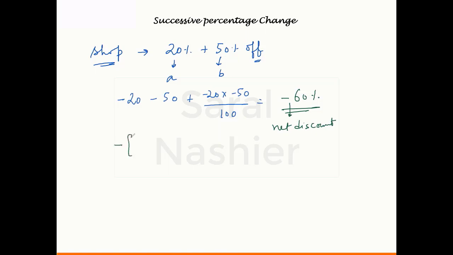And if I take the minus sign common here, you can also write this as 20 plus 50 minus 20 into 50 divided by 100. So this minus sign shows a discount, and the remaining value is the value of the discount. So in case of net discount, you can always use the formula A plus B minus AB divided by 100. The way it was A plus B plus AB by 100, in case of discounts it will be A plus B minus AB divided by 100.